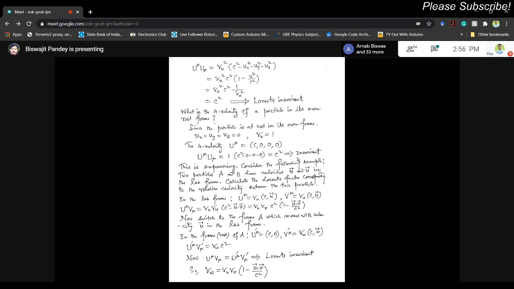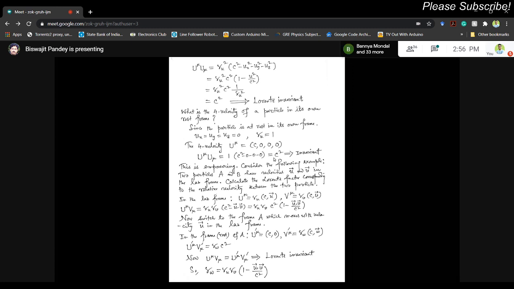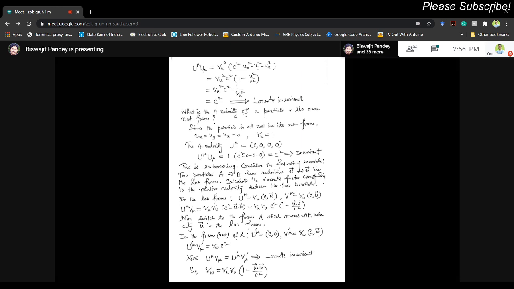You see, we have already seen that in a general frame we get u mu u mu equal to c square. In the rest frame we again get c square. Go to any other frame, it will be c square, guaranteed. And that's the advantage of the four-vector formalism. I am giving you one particular example of how simple things become when you use four-vectors.